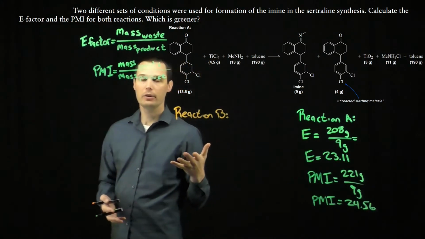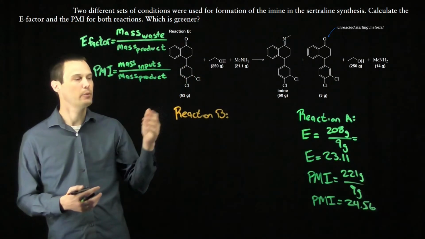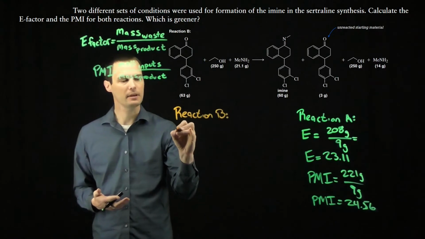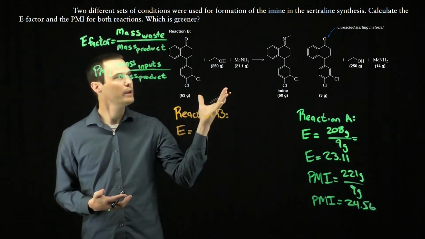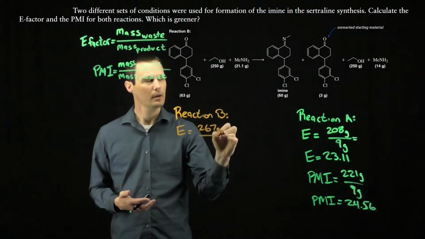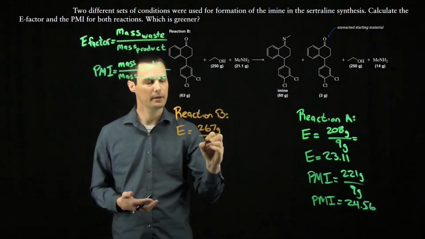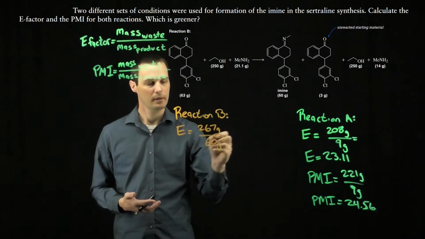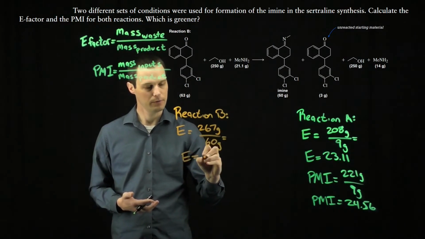We can do the same calculations for reaction B. If we look at reaction B, and we look at the E factor for reaction B, when we add up the mass of all the waste, we get 267 grams. This time, however, we get 60 grams of our product. That leads to an E factor of 4.45.